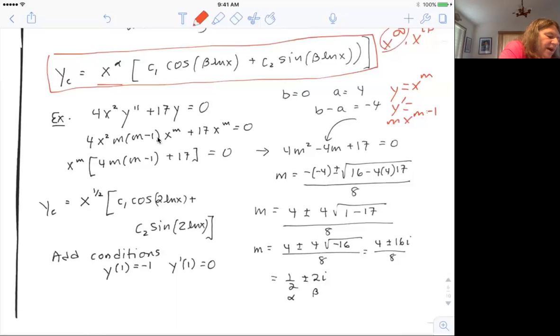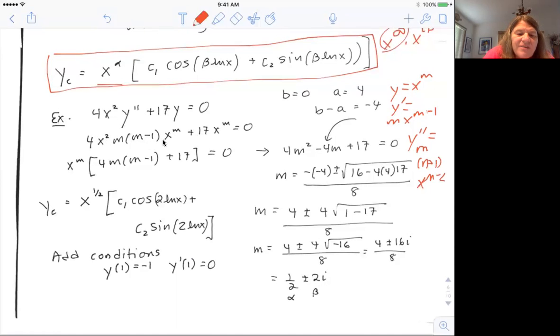All right, and it made y double prime m times m minus 1 times x to the m minus 2. All right, just remembering that. So that's what I plugged in here. I had 4x squared, y double prime was m minus 1 x to the m. Okay, and y was just x to the m.